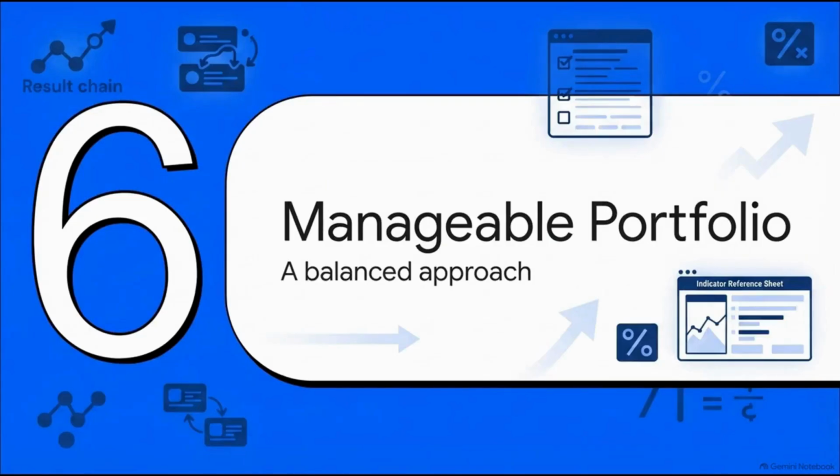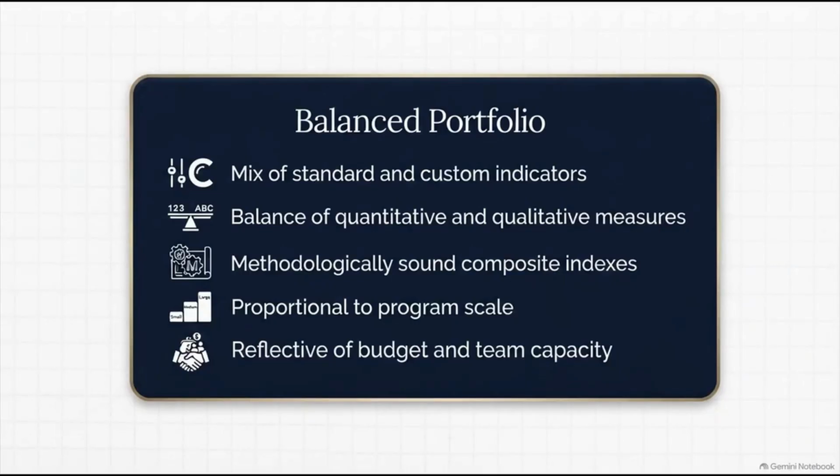Section 6. Building a manageable portfolio. So we've talked about how to build a single, perfect indicator, but how do these all fit into a broader framework without completely overwhelming your staff? You need a balanced portfolio. Look, you don't need to force every single result into one specific type of indicator. A strong 5-year program, for example, is going to use a healthy mix of standard donor indicators, custom outcomes, quantitative stats, and qualitative deep dives. You might even use composite indexes for tricky concepts like resilience, as long as the methodology is sound. But the most important thing, your portfolio absolutely must be proportional to your program's scale, your budget, and your team's actual capacity to do the measuring.